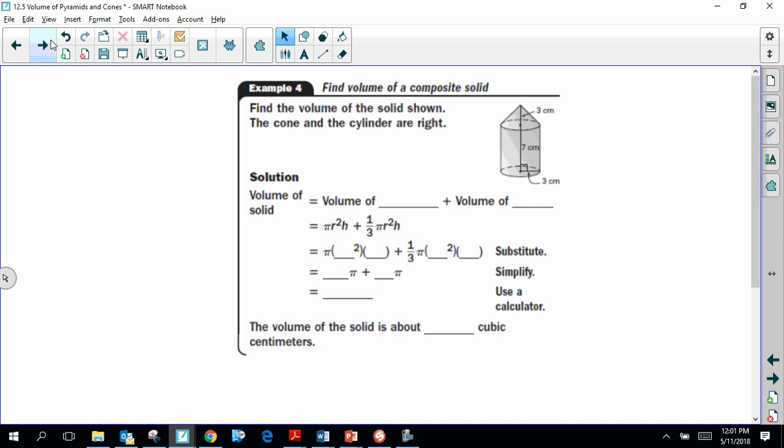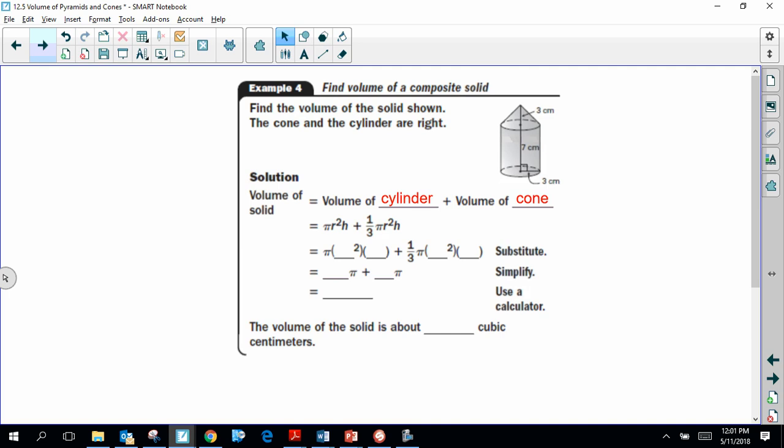Now here, this is a composite shape. Here we're going to be trying to take the volume of two things. Either we're going to be combining them through addition or taking the difference of them through subtraction, depending on the shape that we have. In this case, we have a cylinder and we have a cone. So we're going to take the volume of both of those and add them together. So a cylinder and a cone added together.